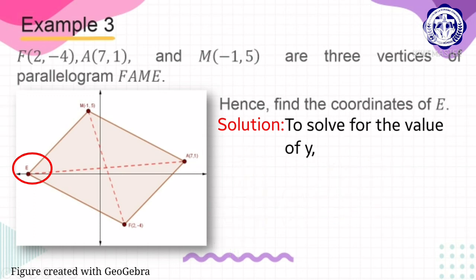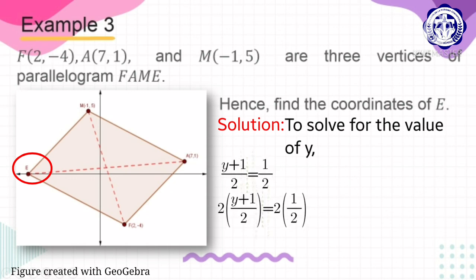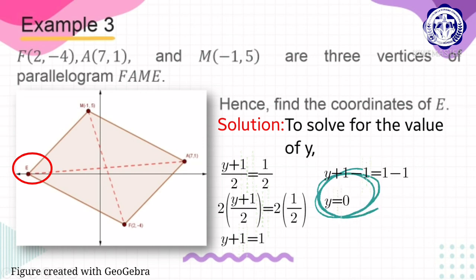To solve for the value of y, equate (1 plus y) all over 2 and 1/2. Multiply 2 to both sides of the equation. We now have 1 plus y equals 1. Subtract 1 from both sides of the equation. y is equal to 0. Therefore, the coordinates of point E are (-6, 0).